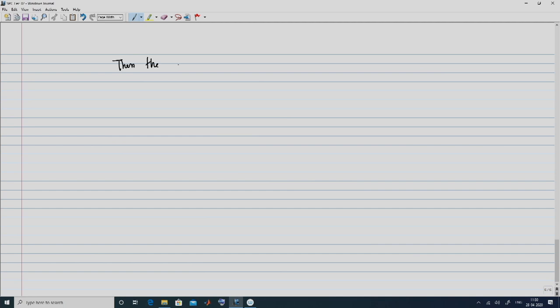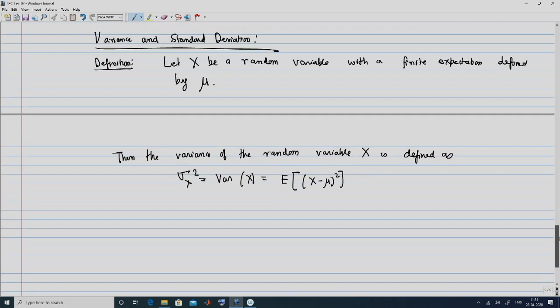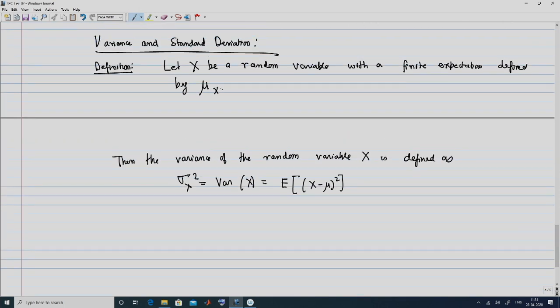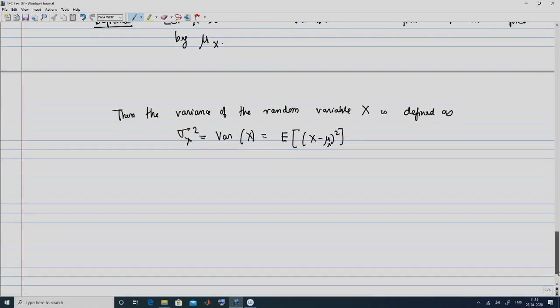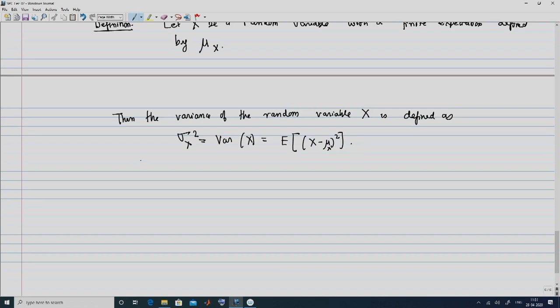defined by, say, mu. Then the variance of the random variable X is defined as sigma X square is equal to variance of X is equal to expected value of X minus mu square. So actually, let us go back. Let's define this by mu subscript X so that there is no ambiguity. So I will just define this as mu subscript X, just to identify that this is the finite mean of the random variable X. So once we have the definition of variance, the immediate fallout of it is the definition of standard deviation.